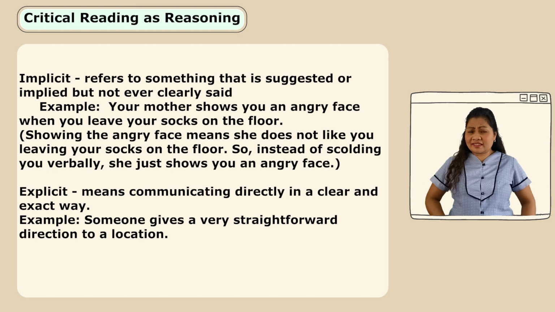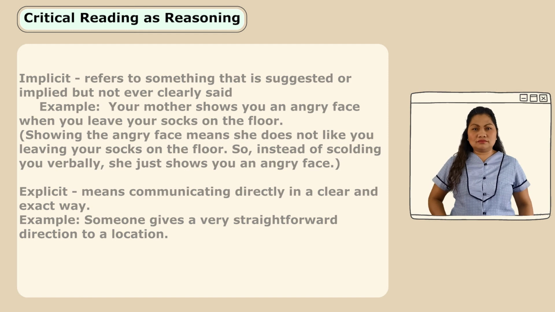So let's identify the explicit information. It means communicating directly in a clear and exact way. For example, someone gives a very straightforward direction to a location.